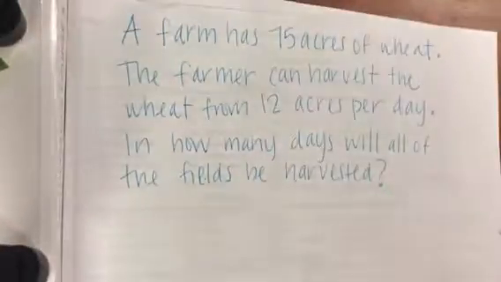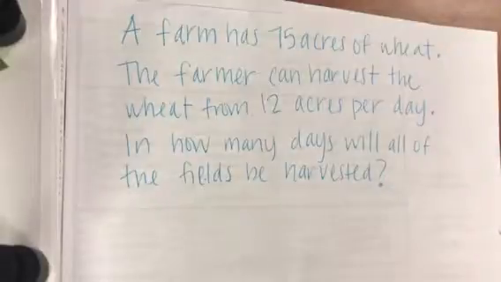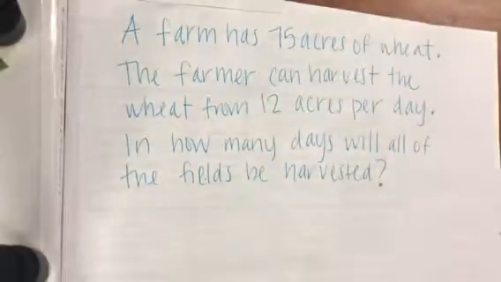So, first question. A farm has 75 acres of wheat. The farmer can harvest the wheat from 12 acres per day. In how many days will all of the fields be harvested? We're going to solve this problem.